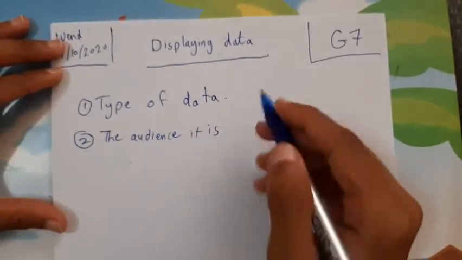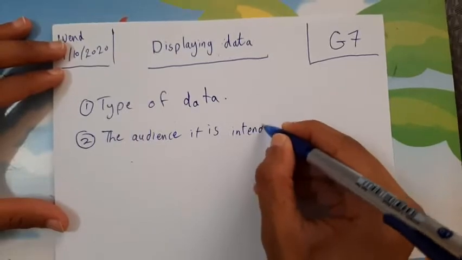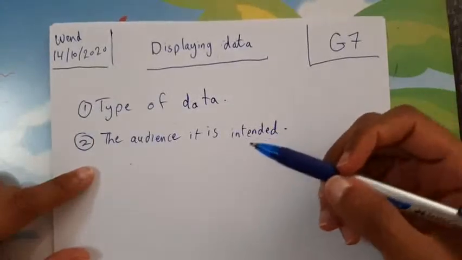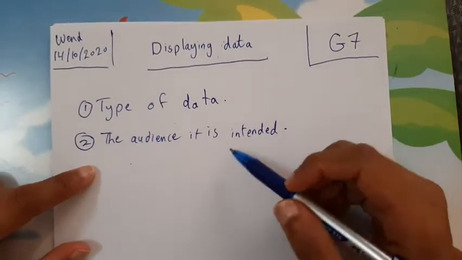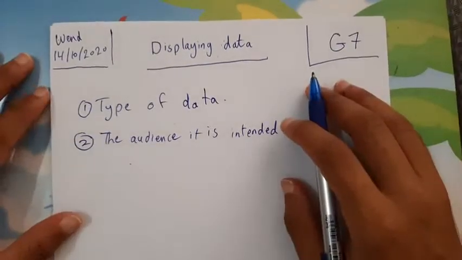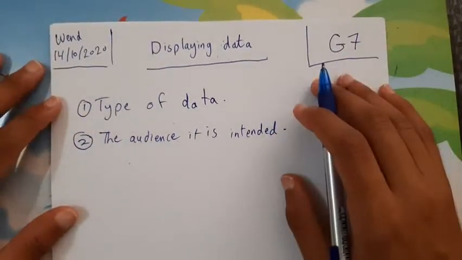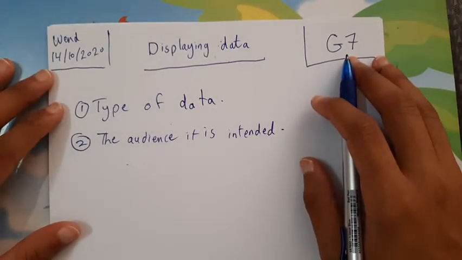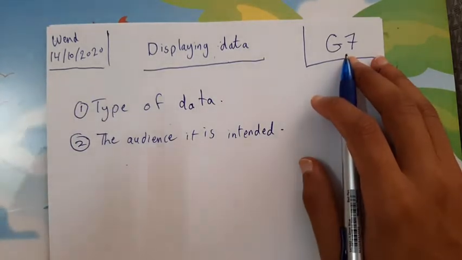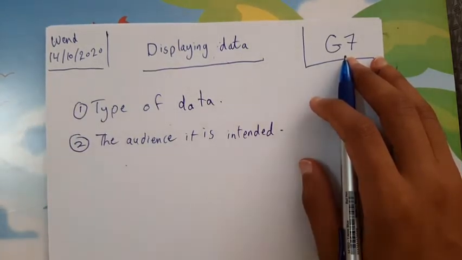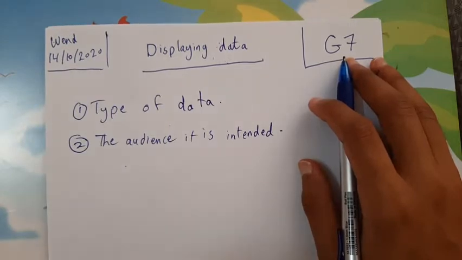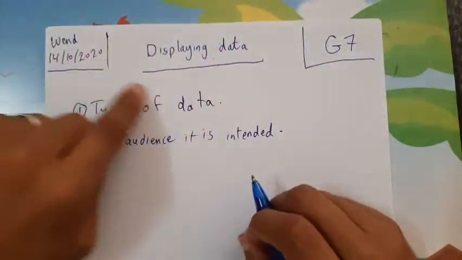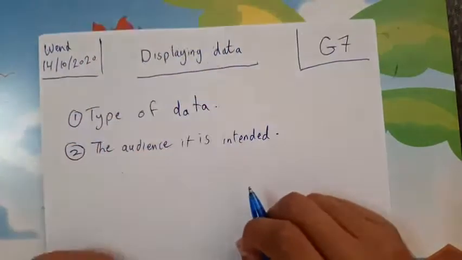The audience the data is intended for means what? Who are the people you want to display the data for? For example, you need to display this data for kids or for adults or for companies, for government, whatever the people or the site that you are going to display the data for. So this is going to determine your method for displaying the data.